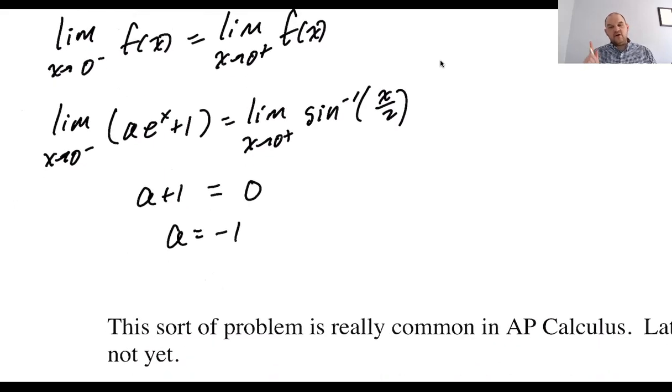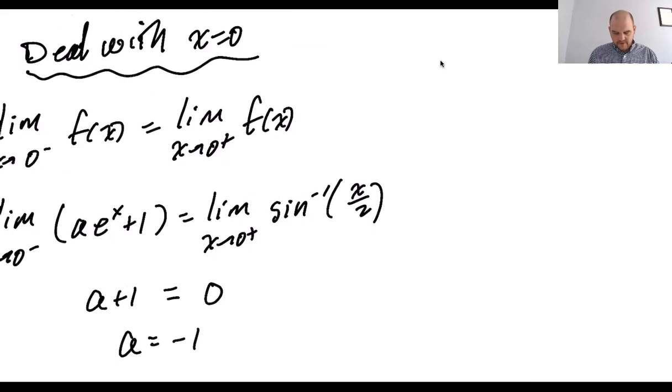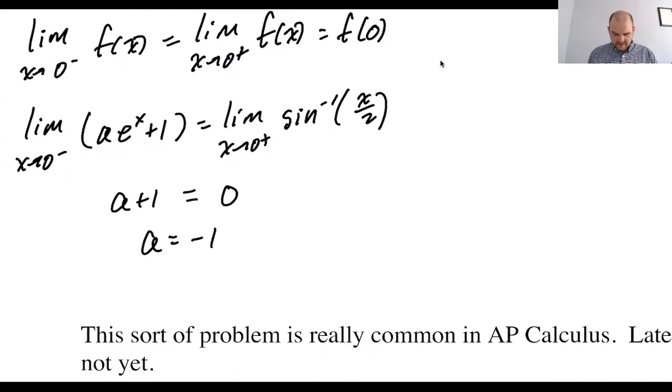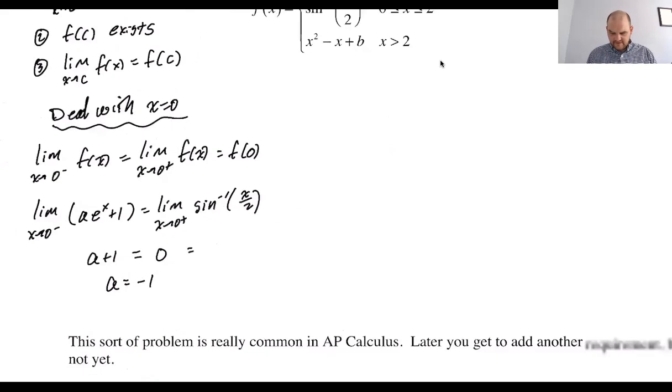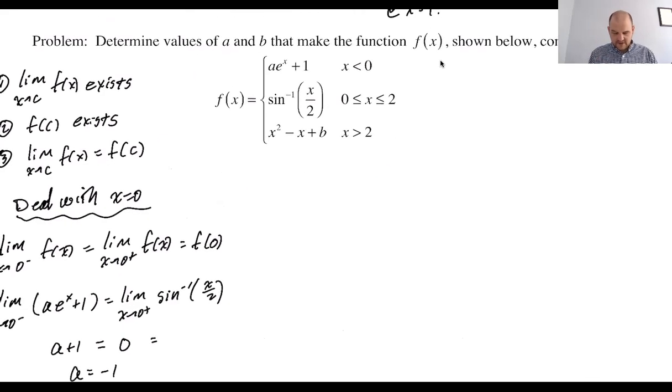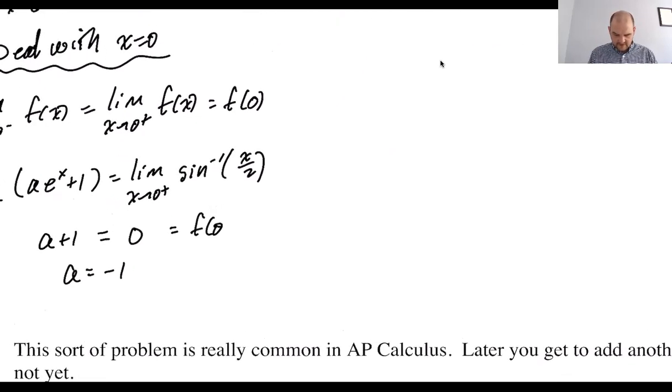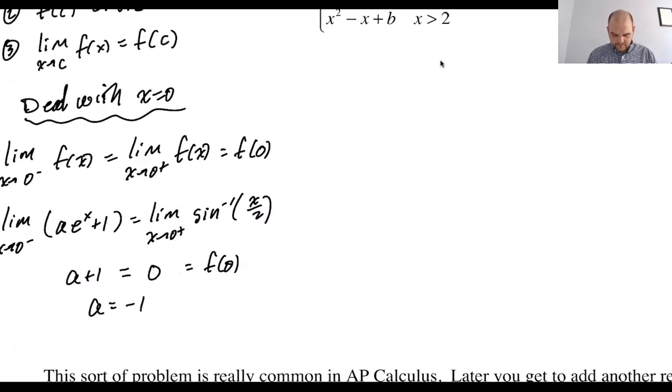Okay. I also need this equal to f of 0. But by definition, because of the way that the function is defined, at 0, I'm supposed to use this definition. And so this is equal to f of 0. So we've done it. We've dealt with x equals 0. We made it continuous there. As long as a is equal to -1, it'll be continuous there. Now we've got to deal with 2.